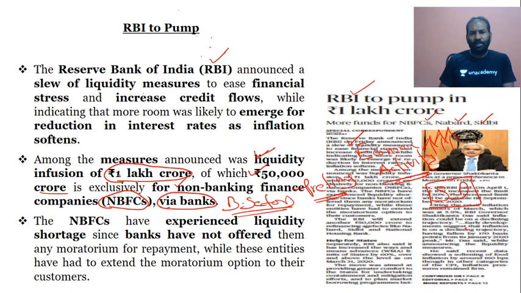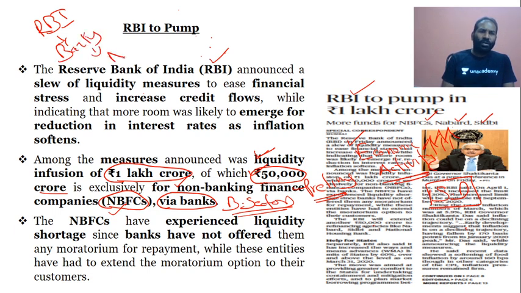Out of this 1 lakh crore rupees, 50,000 crores of rupees will be pumped into the NBFCs, non-banking financial corporations. From where will the NBFCs get money? It will get money from the banks. Definitely it is from the RBI. The money is getting to the banks, and from the banks the money is getting into the non-banking financial companies. So this is the cycle, the system, of how the money is being pumped.